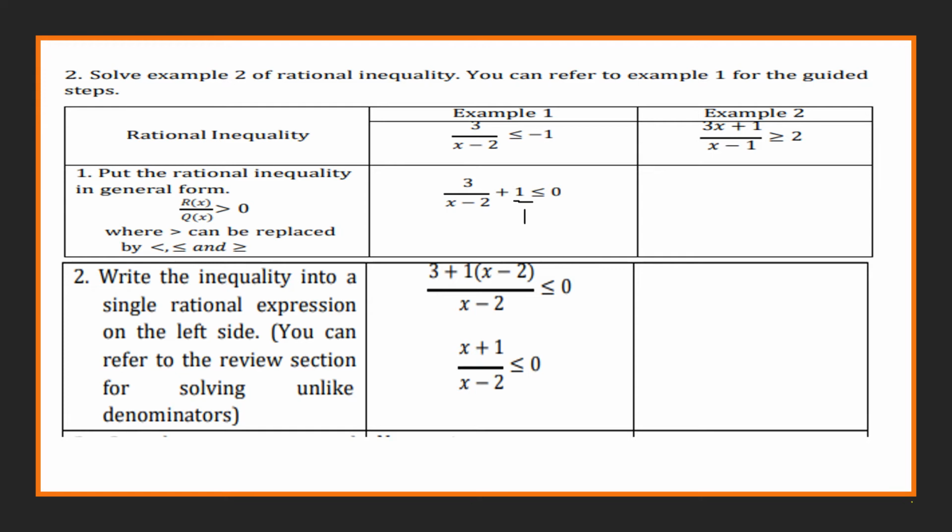So when you simplify this, this will become 3 plus x minus 2. This part is the numerator. So when you get here, it becomes x plus 1 only. You have x here, then 3 minus 2, positive 1. We combined the constants 3 and negative 2. Then all over x minus 2 is less than or equal to 0. Now it has become a single rational expression. So, let's move on to the next step.